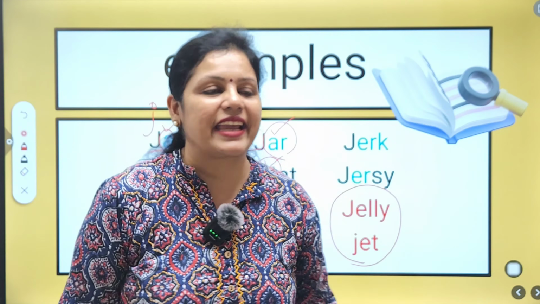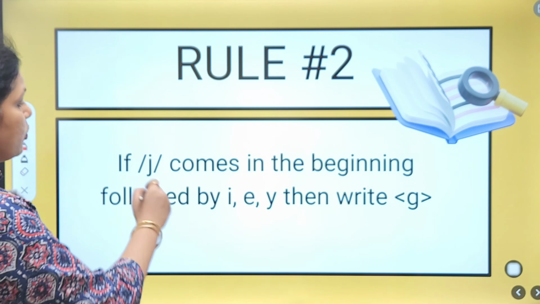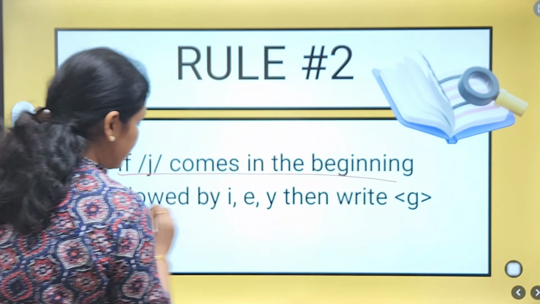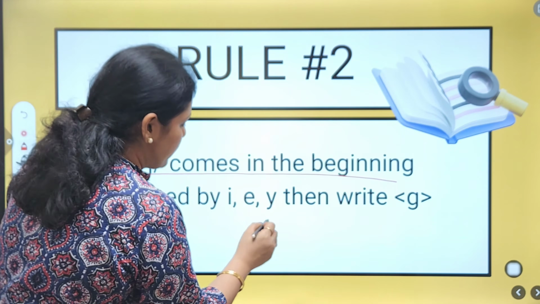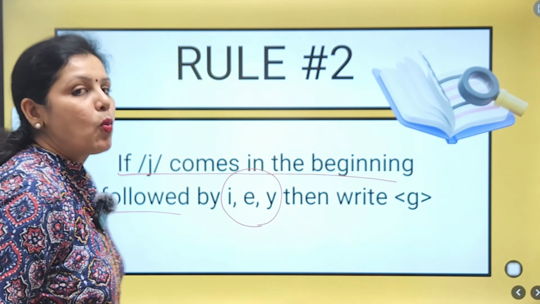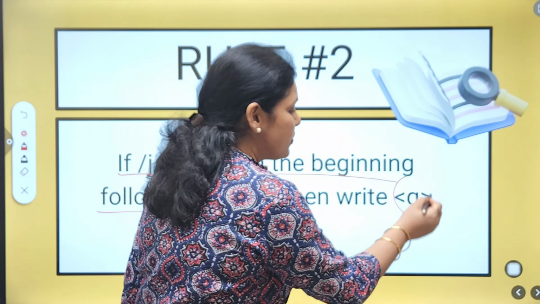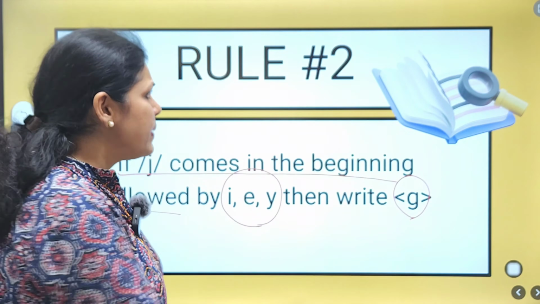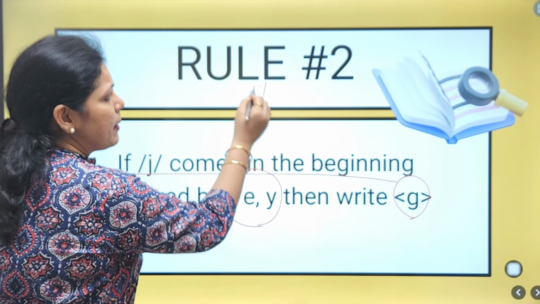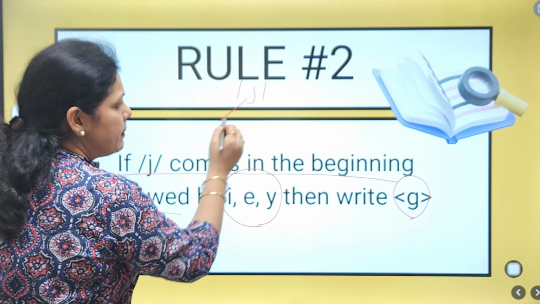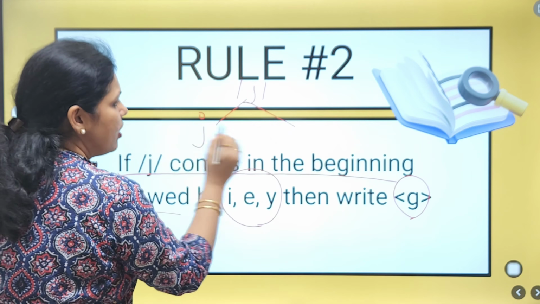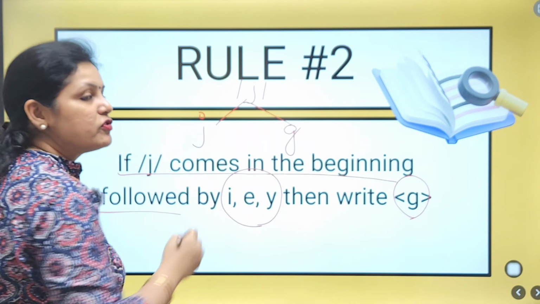Now let us see the second rule. Now what is the second rule? If the J sound comes in the beginning of the word but it is followed by the letter I, E or Y, then we write the letter G. That means the J sound coming in the beginning may be written with the help of J or may be written with the help of G.